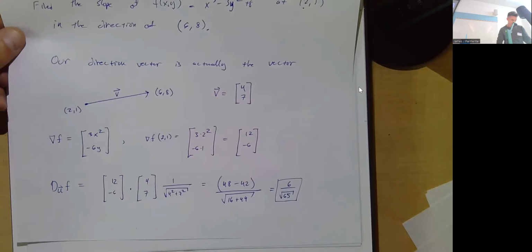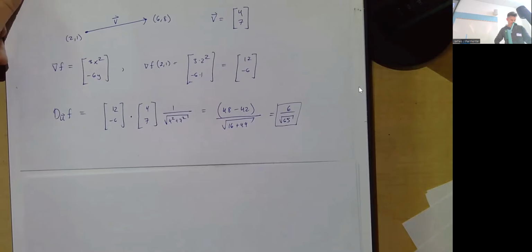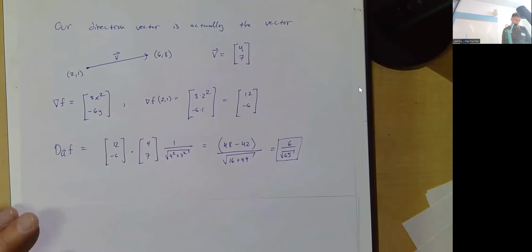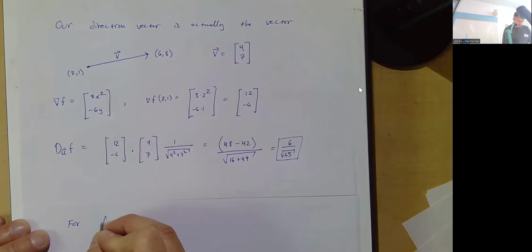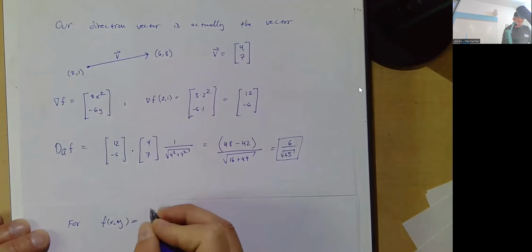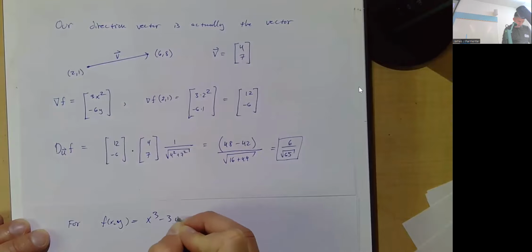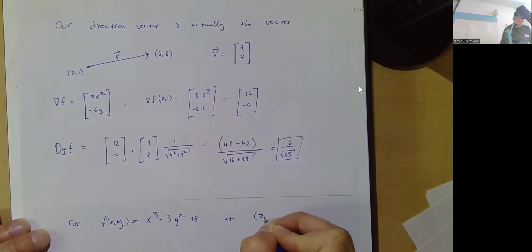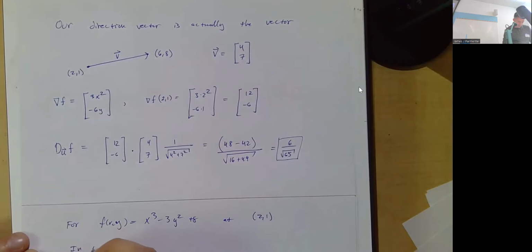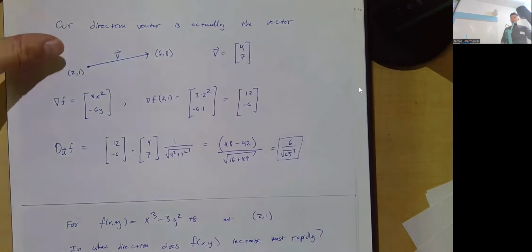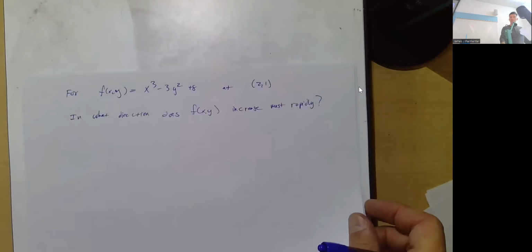Let's continue with this example. For the same function, so still f of x, y equal to x cubed minus 3y squared plus 8 at the point (2, 1). In what direction does this function increase most rapidly? Or essentially, in what direction would you be walking up the hill in the steepest way possible?